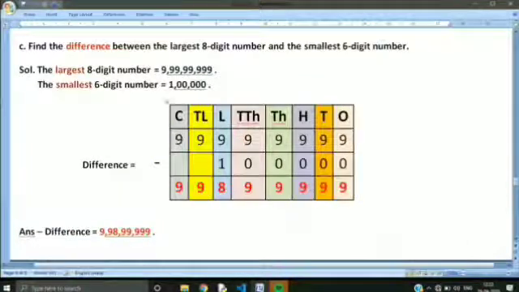Now let us see our C sum. Find the difference between the largest 8-digit number and the smallest 6-digit number. Already we have the clear concept of how to obtain the largest 8-digit number and the smallest 6-digit number. So here the question says that from the largest 8-digit number you have to subtract, difference means subtraction, the smallest 6-digit number.